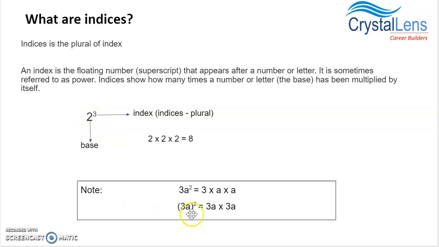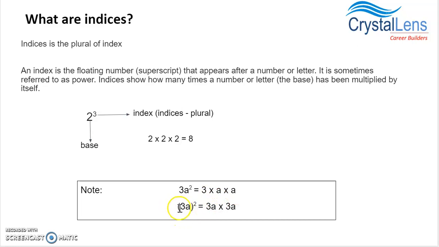Now, this is something for you to note. Many students make this mistake in examinations. Like I said, the index only applies to the number directly beside it. So when you see 3a raised to power 2 in this context, the power of 2 only applies to the letter a because that is what is directly beside it. It does not apply to the number 3. So 3a raised to power 2 is equal to 3 times a times a.